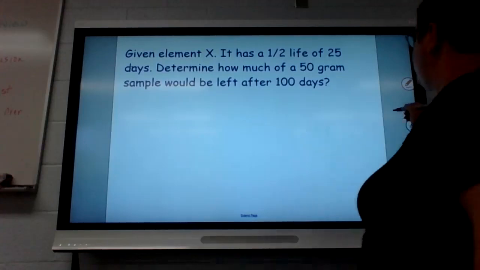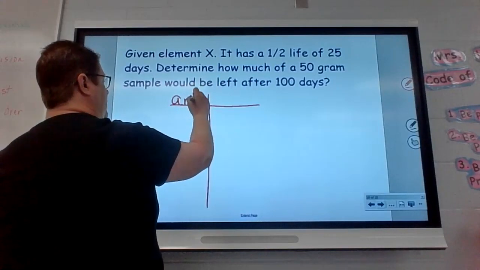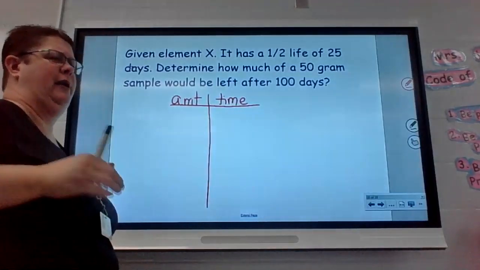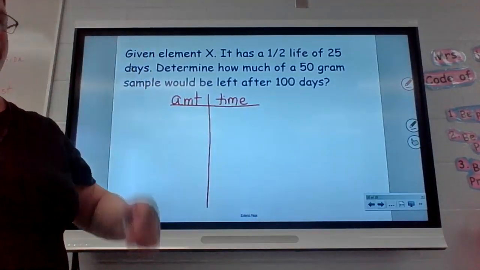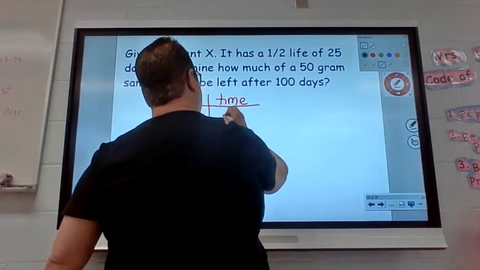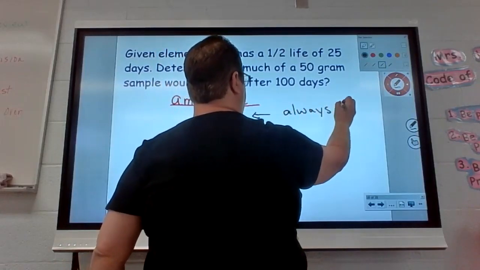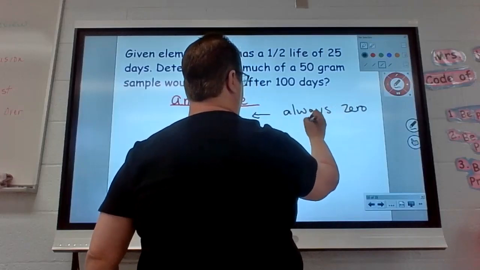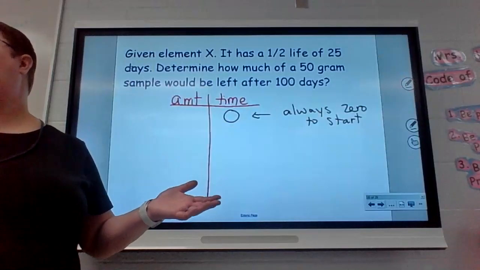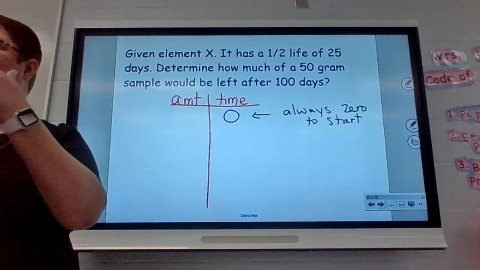No. All right, so the T-chart we're gonna make is gonna say amount and time. And it doesn't matter which one you put on which side. So if you get it backwards when you're working it, it's irrelevant which is on which side. Okay? Now, when you fill it in, the time is always 0 to start. Because no time has ticked off the clock initially. Okay? You're trying to figure out what's left.